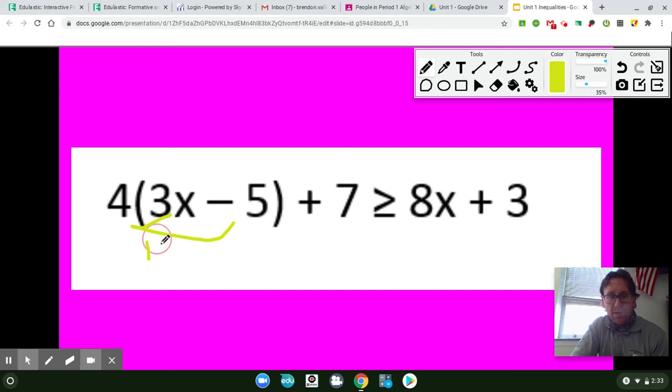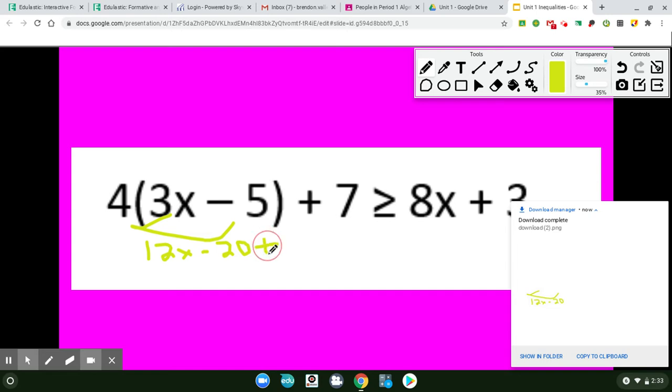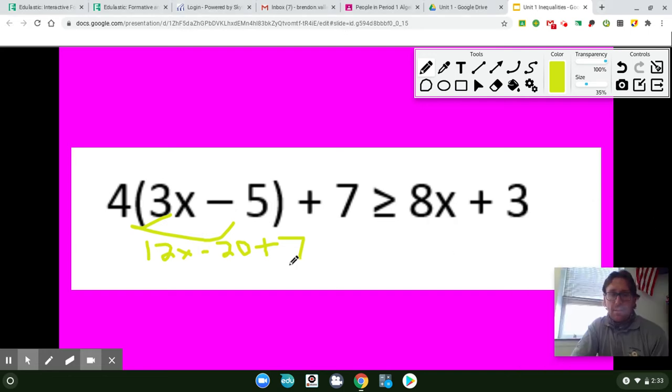So that's 12x minus 20 plus 7 here on the left. Then we combine those, okay? So that negative 20 and that 7, that becomes negative 13. So 12x minus 13 greater than or equal to 8x plus 3.